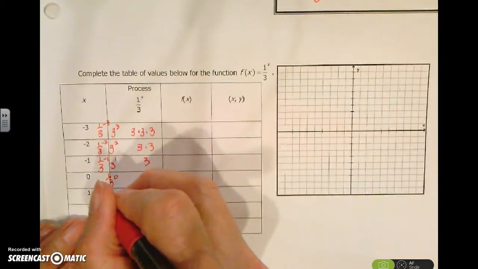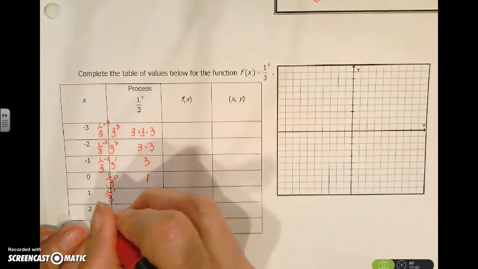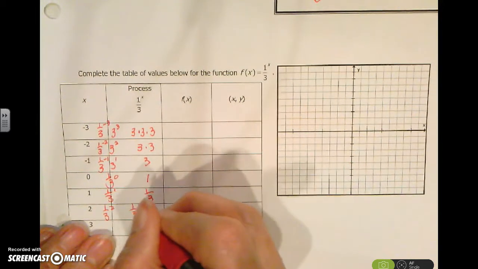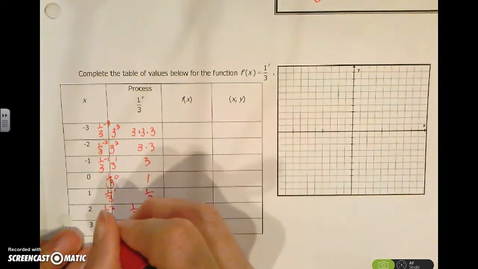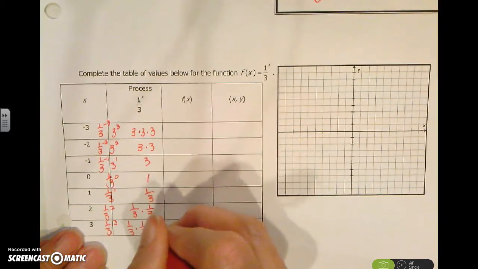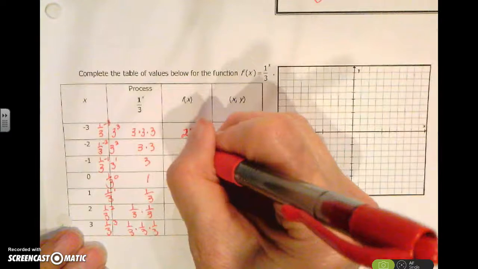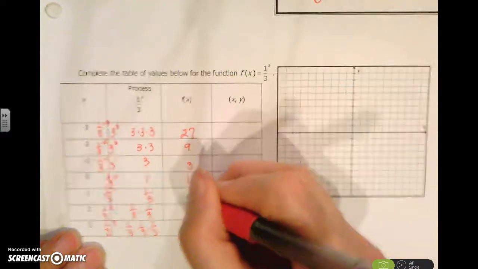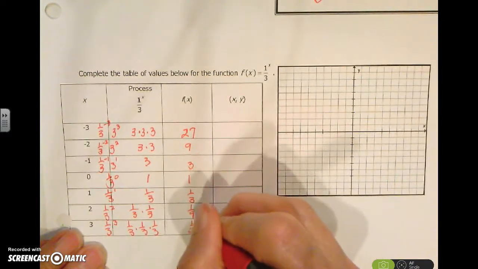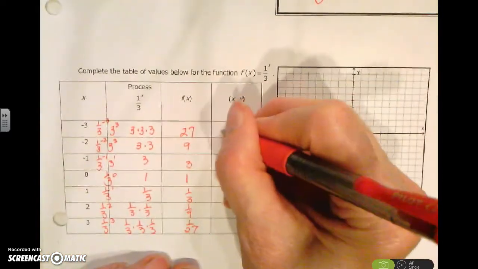Then we have 1/3 to the 1 power, so that's 1/3. 1/3 squared, so that's 1/3 times 1/3. And then 1/3 to the 3rd power, which is going to be 1/3 times 1/3 times 1/3. So this is going to be 27, 9, 3, 1, 1/3, 1/9, 1/27.